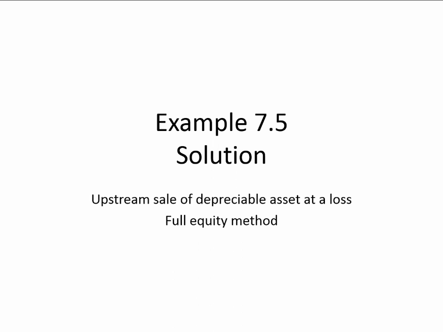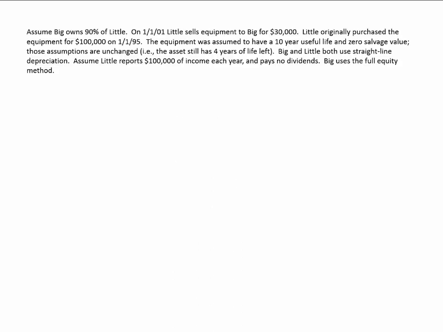Okay, let's go ahead and run through the solution to example 7.5. This was the second of the three standalone examples of intercompany asset sales, and this is going to be an upstream sale of a depreciable asset at a loss, and the parent is going to use the full equity method to account for their investment.